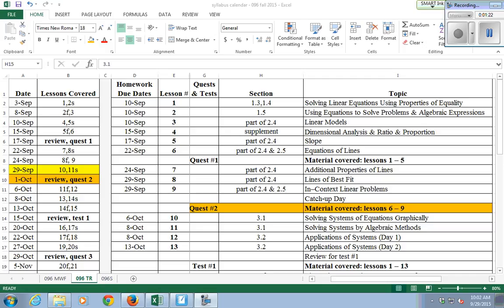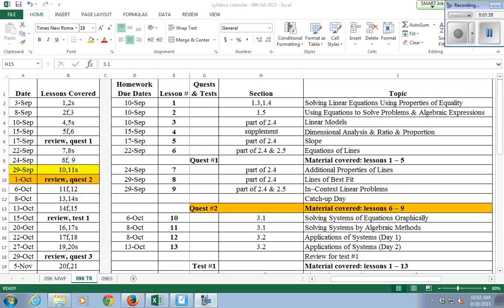Today's class, we're going to cover 2 new topics that will not be on the quest on Thursday. So don't stress about that, you might get tested on this next class. Okay, so what we're going to talk about today is not on the quest. The quest is going to cover lessons 6 through 9.